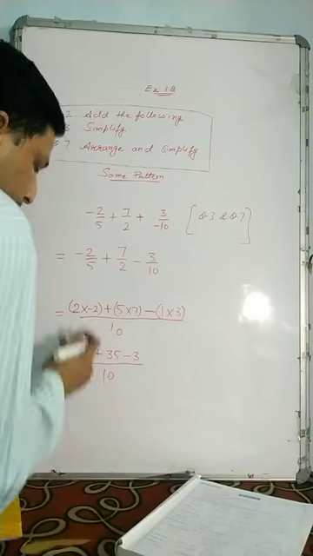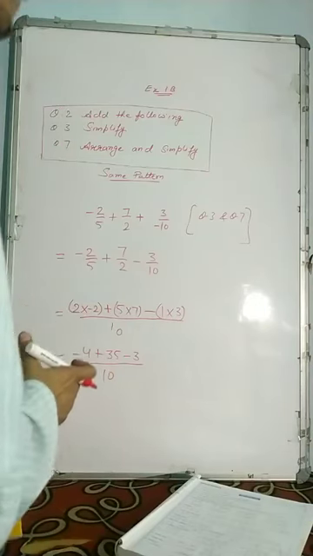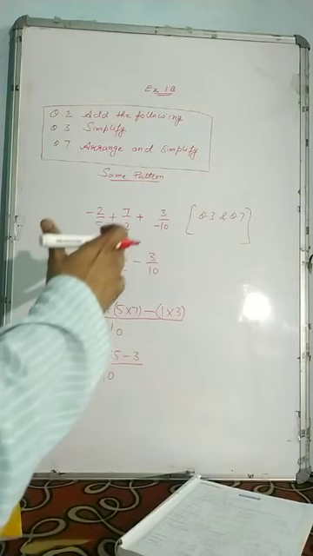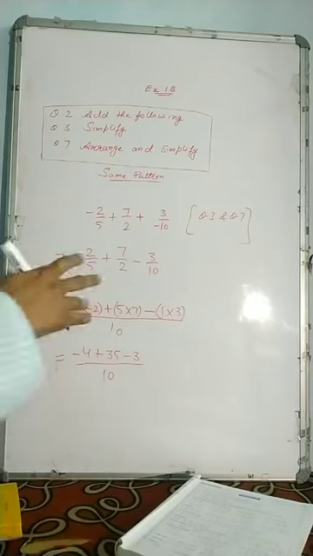Now here you can see there are three integers. First one is negative, second one is positive, and third one is negative. Now first of all we will solve first two integers.